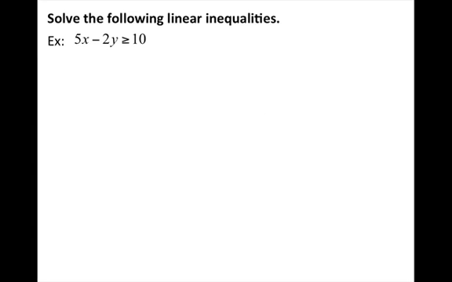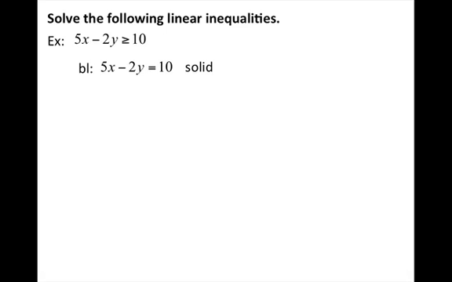So let's look at some examples. I want to solve and graph the following inequalities. So I have 5x minus 2y is greater than or equal to 10. So let's begin by first listing our boundary line. Our boundary line is 5x minus 2y equals 10. And one thing you want to note is since I had an equal to in my original inequality, this is going to be a solid boundary line.